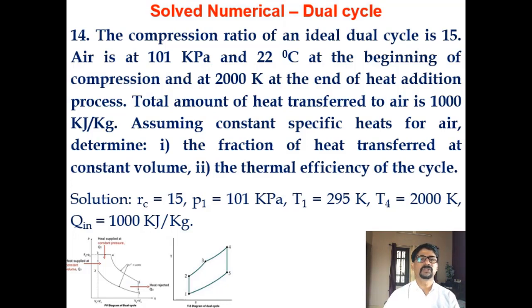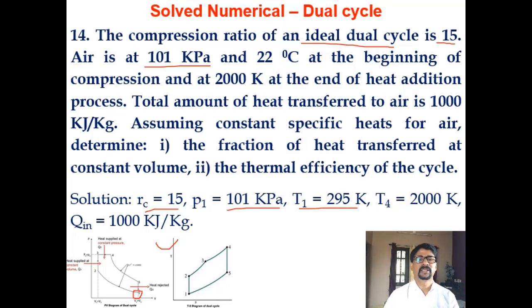The compression ratio of an ideal dual cycle. So straight away you can draw the TS diagram for the dual cycle. The compression ratio is given as 15, so rc is 15. The air is at 101 kilopascal, that is P1, and T1 is 22 degrees Celsius, that is 295 Kelvin. That is at the beginning of compression, which is why it is taken as P1 and T1 at this point.